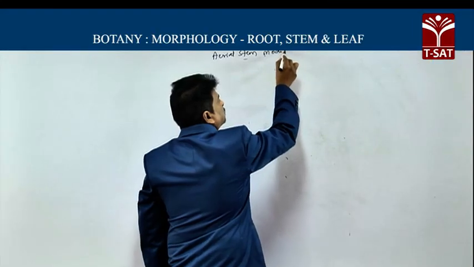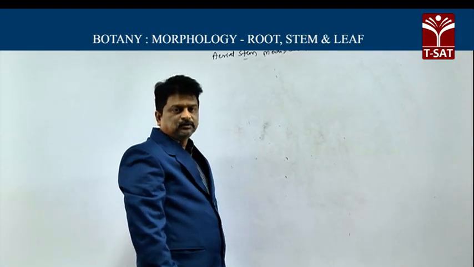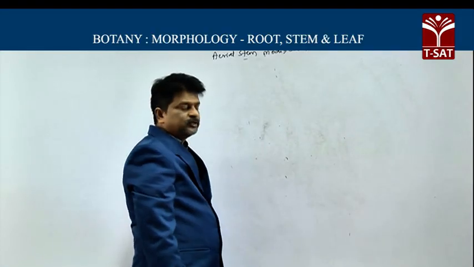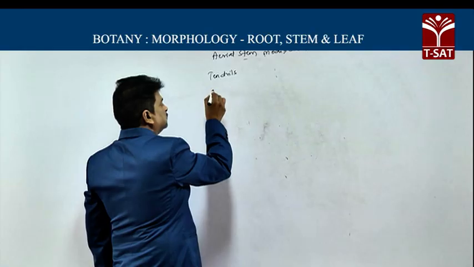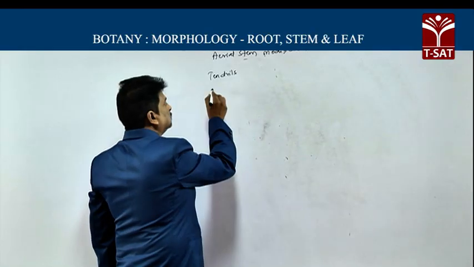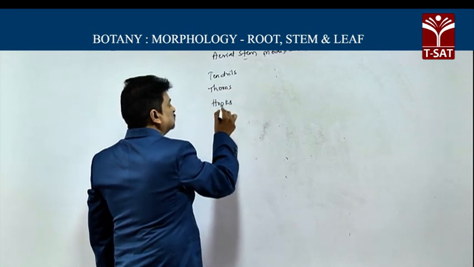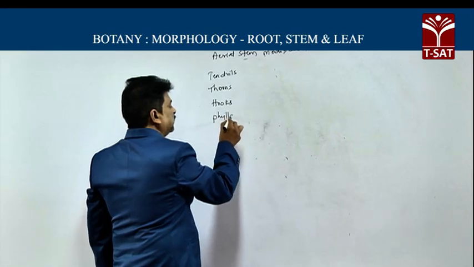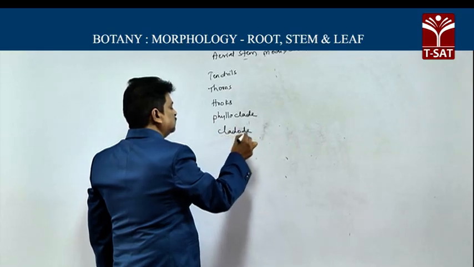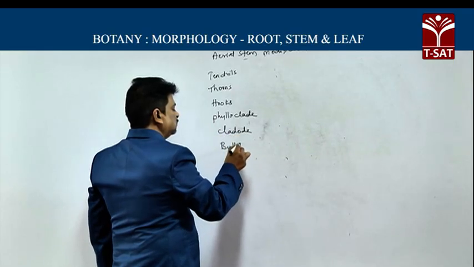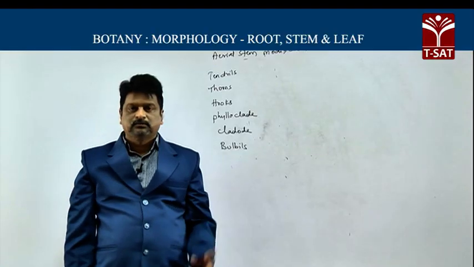Aerial stem modifications. There are different types of aerial stem modifications. First one, tendrils, then thorns, then hooks, then phylloclade, then cladode, then bulbils. These are different types of stem modifications.